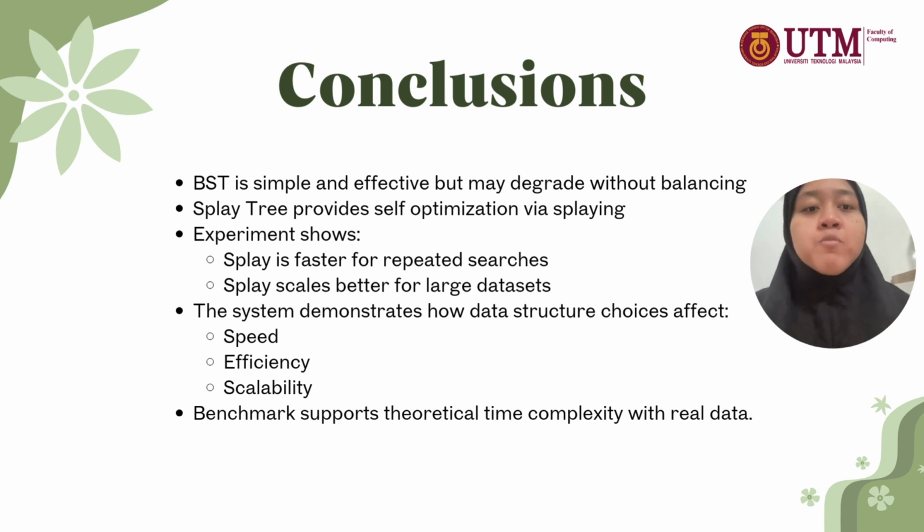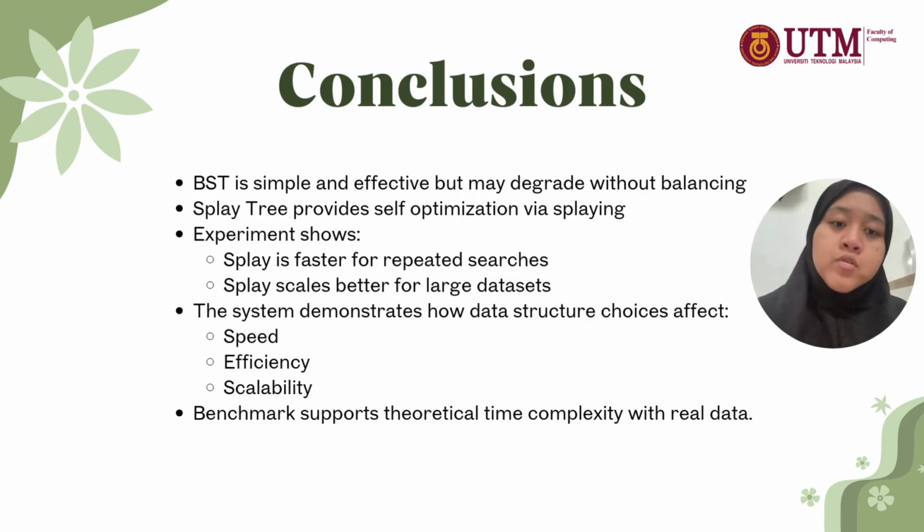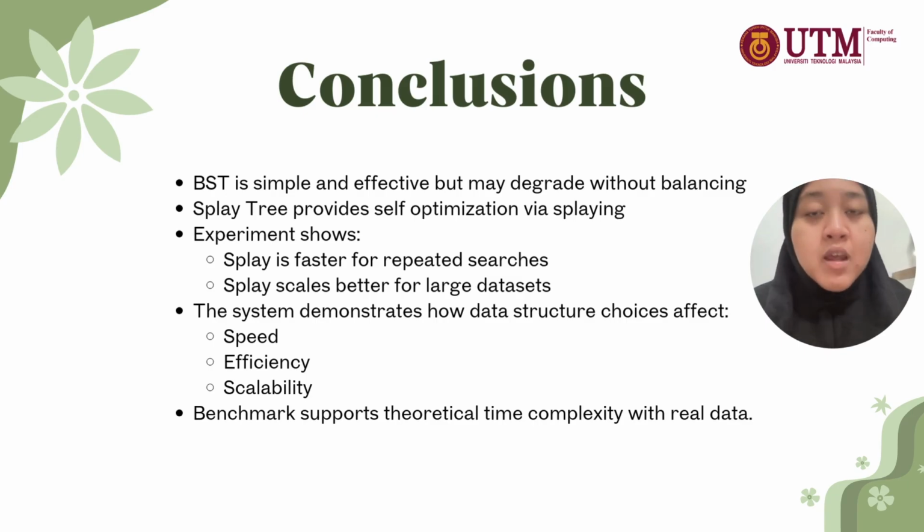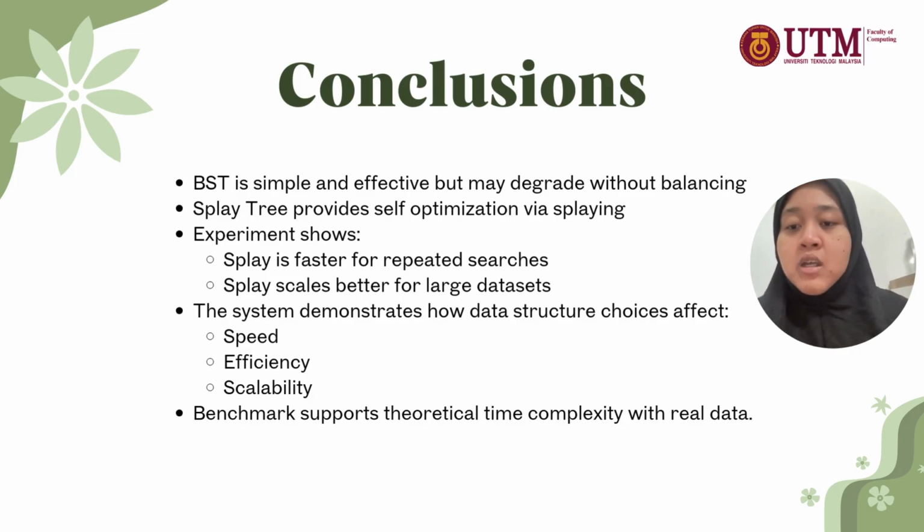In conclusion, this project has successfully demonstrated the impact of choosing the right data structure. Number one, BST is simple and effective for small data, but as we saw, it degrades without a balancing mechanism, while the splay tree proved to be superior in this specific simulation. It provides self-optimization via splaying, ensuring that frequently or recently accessed nodes are easy to reach. Our experiment conclusively showed that splay is faster for repeated search, and scales better for large data sets.